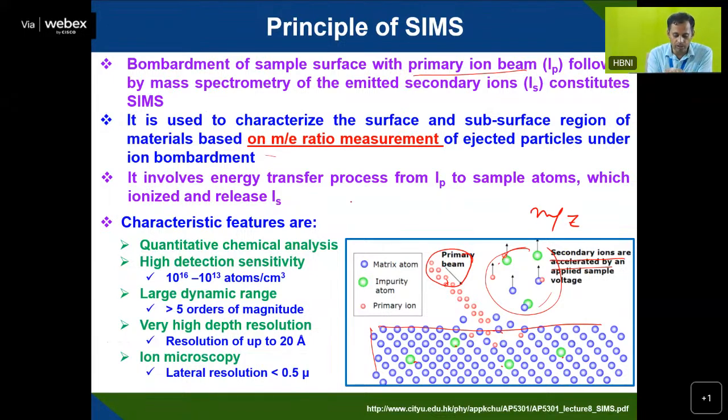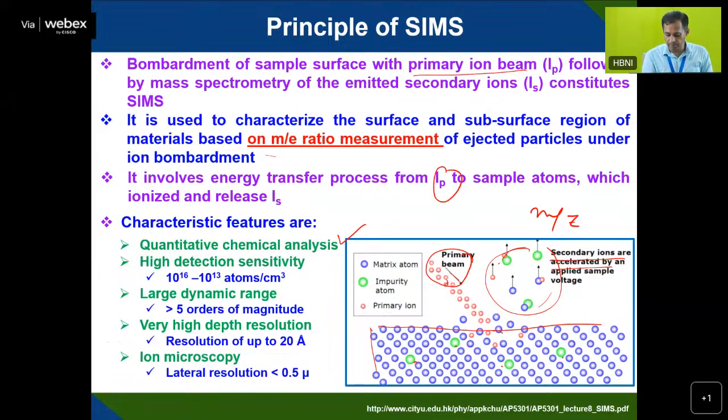So it involves an energy transfer process from the primary ion to the sample. The incident beam, the primary beam, interacts with the sample, and then it comes out releasing the secondary ions. So energy transfer is involved in this process, and the characteristic feature of this is that it is mainly used for quantitative chemical analysis. It has a high detector sensitivity, and you can detect 10 to the power 16 to 10 to the power 13 atoms. It has a large dynamic range and very high depth resolution.